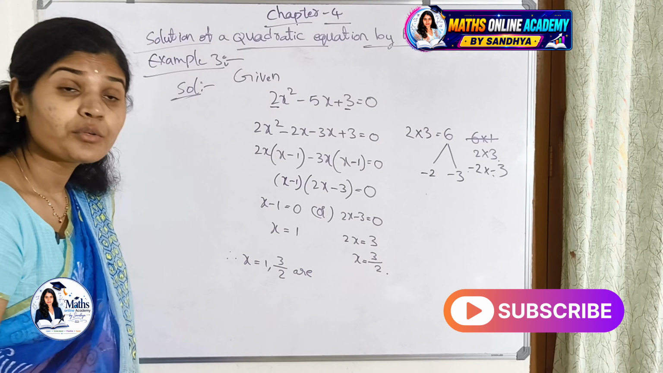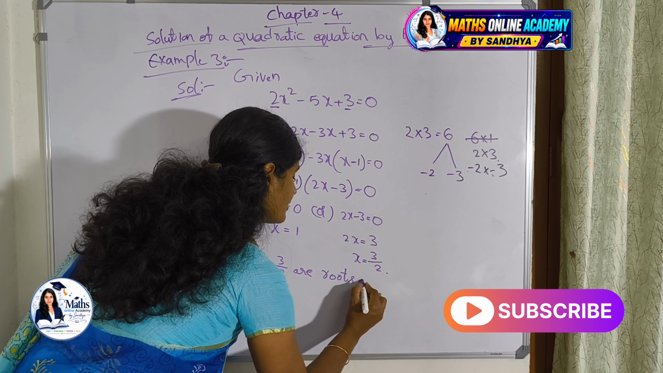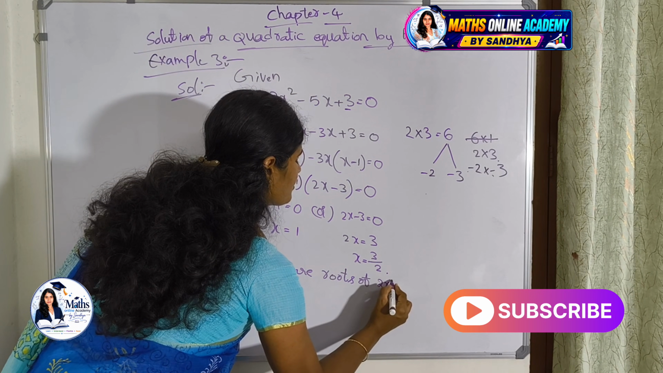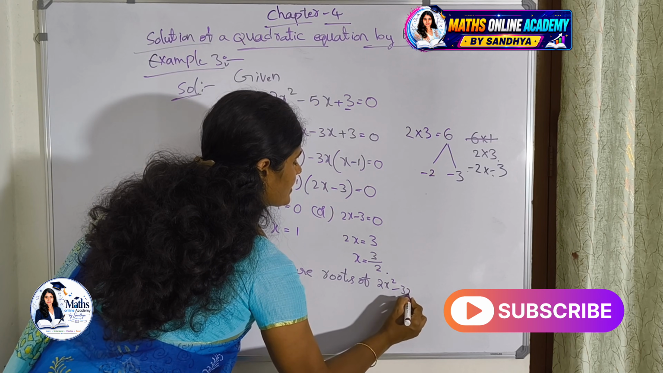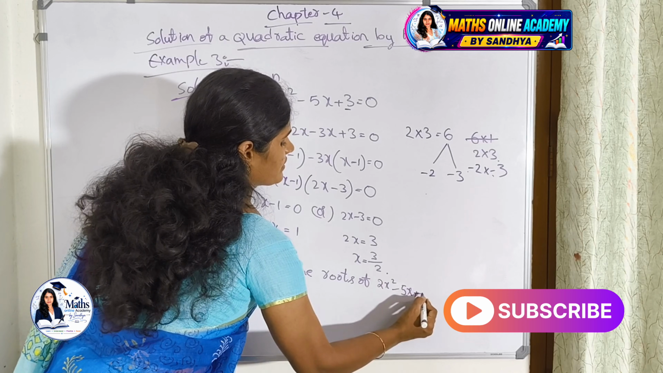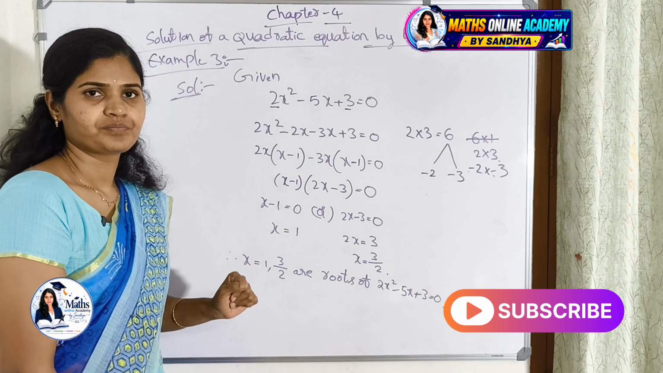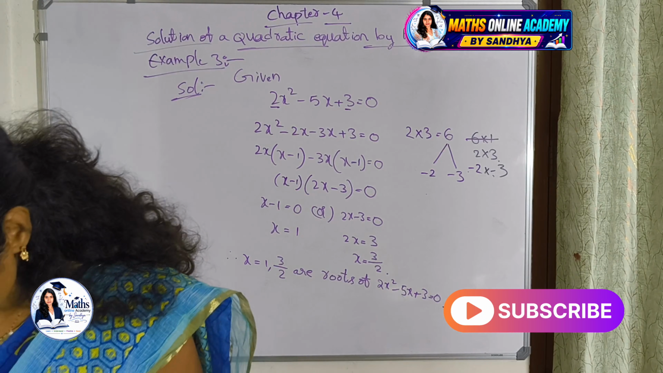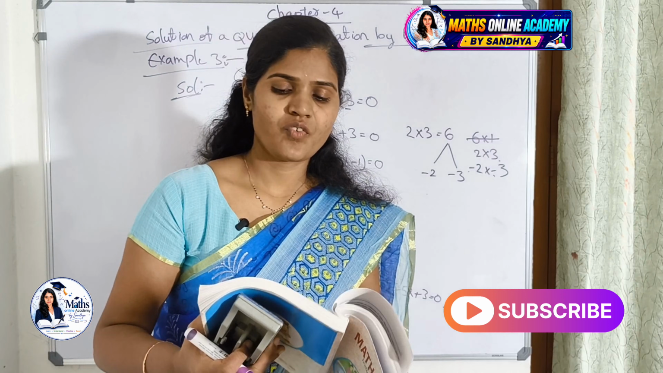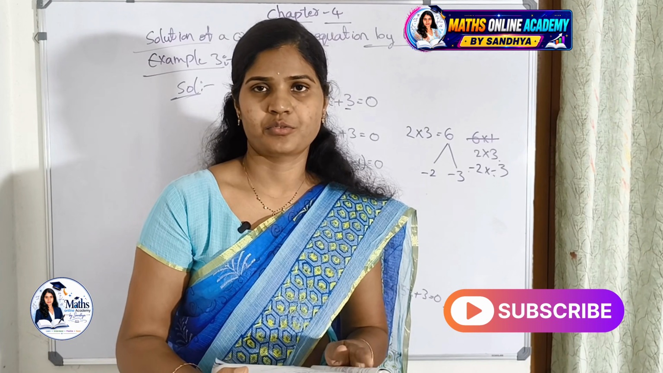See the question: roots of what equation? Roots of the quadratic equation 2x square minus 3x minus 5x plus 3 equal to 0. These are the roots of this equation. Okay. See the next question. Example 4. Find the roots of the quadratic equation 6x square minus x minus 2.